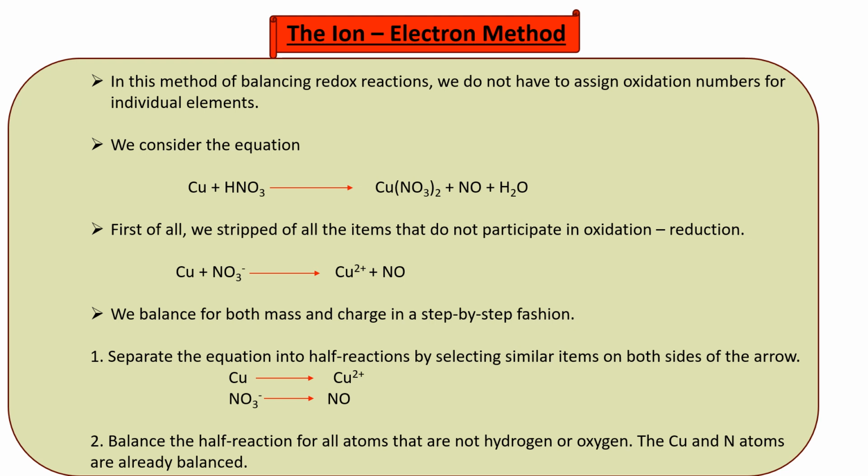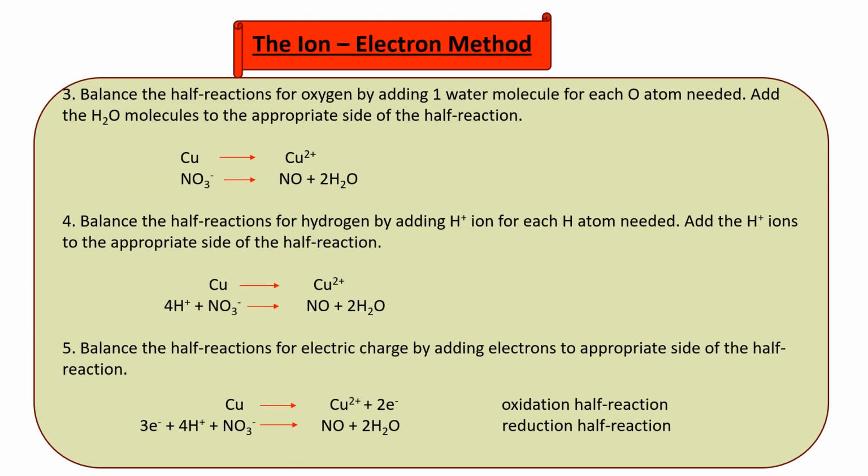First step, separate the equation into half reactions by selecting similar items on both sides of the arrow, and we get Cu arrow Cu2 plus, NO3 minus arrow NO. Second, balance these half reactions for all atoms that are not hydrogen or oxygen. The copper and nitrogen atoms are already balanced. For the third step, we will balance the half reactions for oxygen by adding one water molecule for each oxygen atom needed. Add the water molecules to the appropriate side of the half reactions. Fourth step is balance the half reactions for hydrogen by adding a hydrogen ion for each hydrogen atom needed. Add the hydrogen ions to the appropriate side of the half reaction.